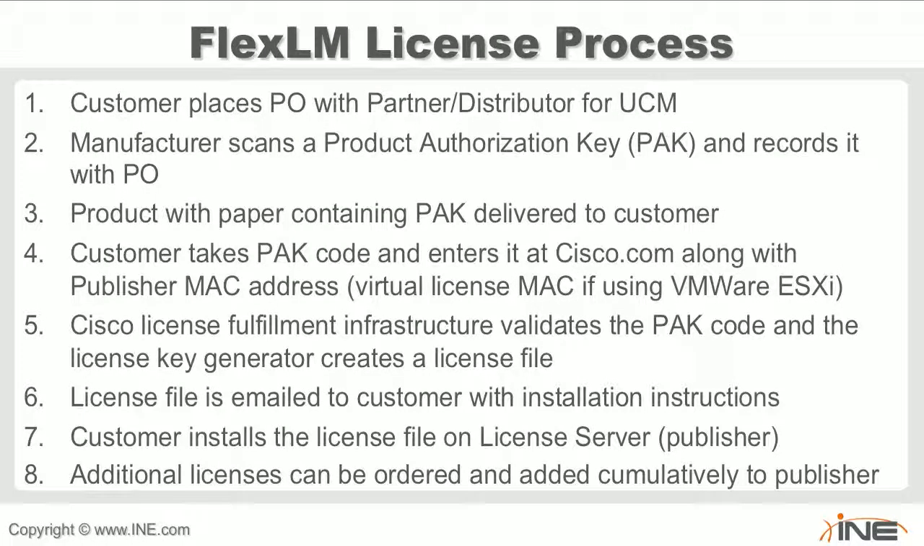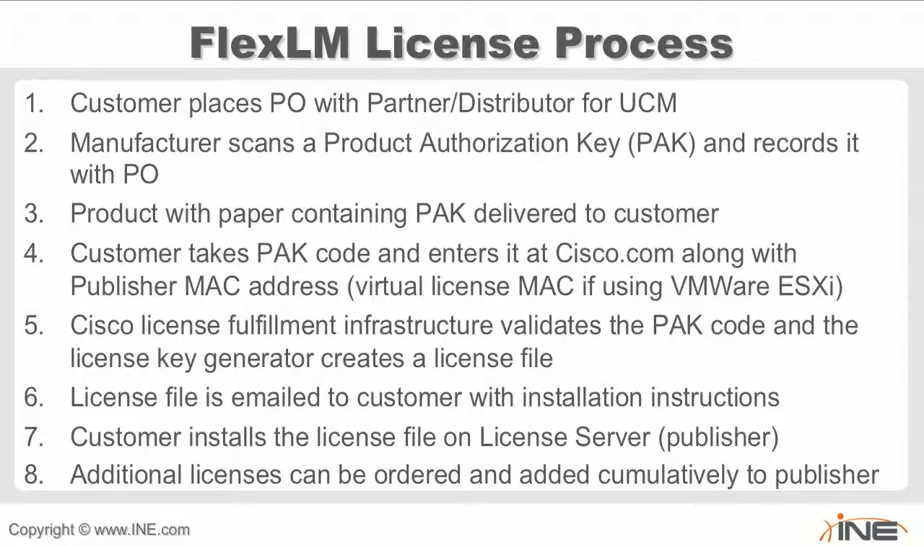So looking at the FlexLM license process, the way this works is that the customer places a PO with the various partner or distributor for the actual UCM product. Then the manufacturer scans what's called a product authorization key or a PAC code, and it records it along with the purchase order. Next, you get a physical product with a paper, and that's going to contain that PAC code that's going to be delivered to the customer.